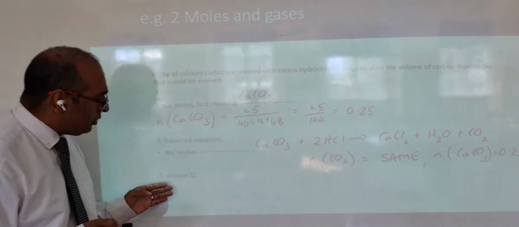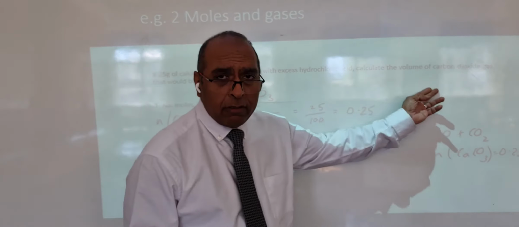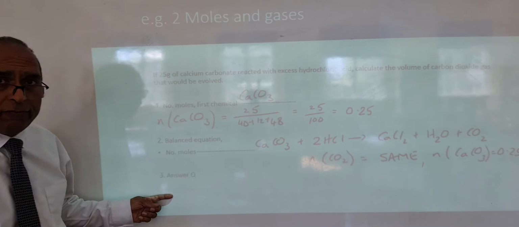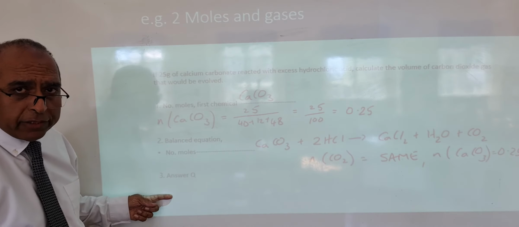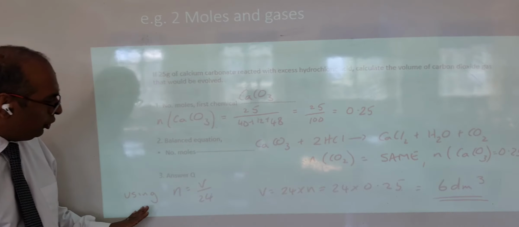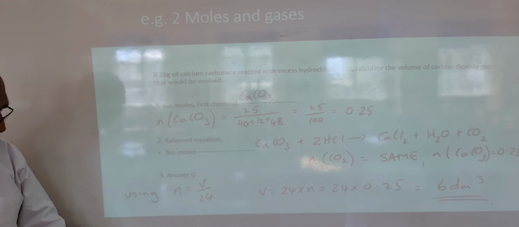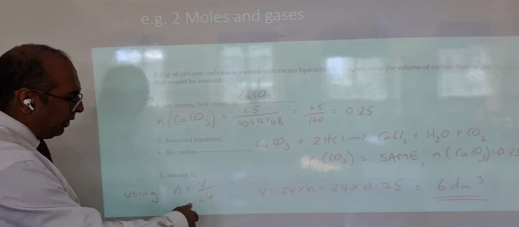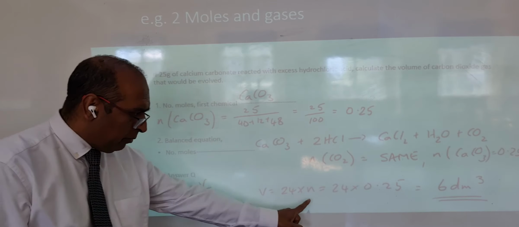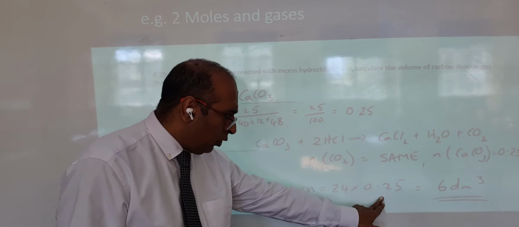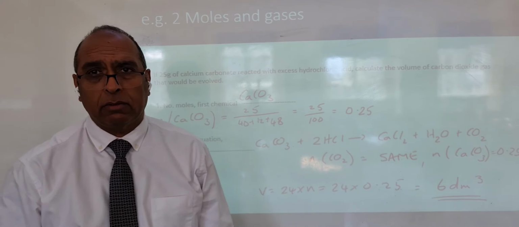And finally, answer the problem, but we want a volume, and therefore you're going to have to use the mathematical equation that deals with gases. Using number of moles equals volume over 24, rearranged, volume is 24 times number of moles. 24 times a quarter, 6 liters.